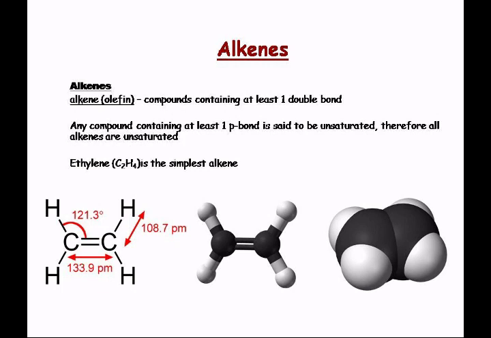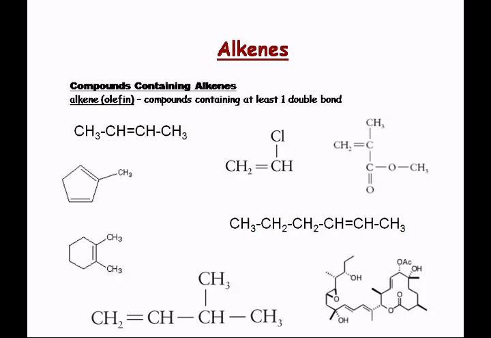An alkene, or the older name, an olefin, is a compound that contains at least one double bond. And ethylene, which is represented here, is the simplest alkene. You can see it in its Lewis structure here, in its bond line structure here, and then as a space-filling structure here.